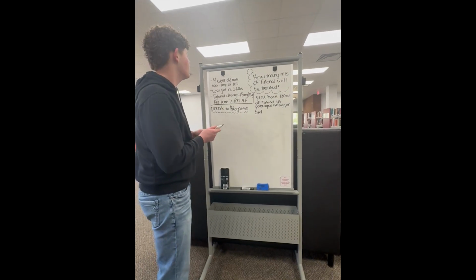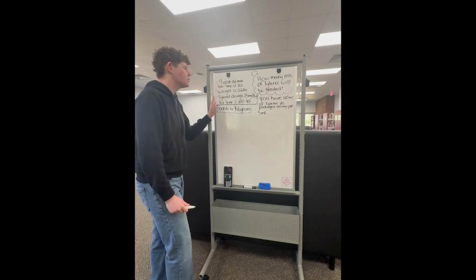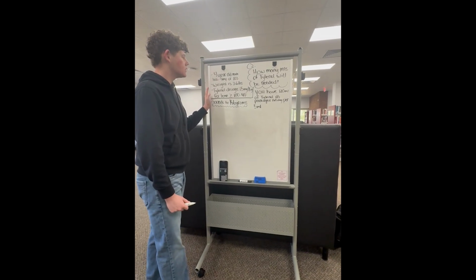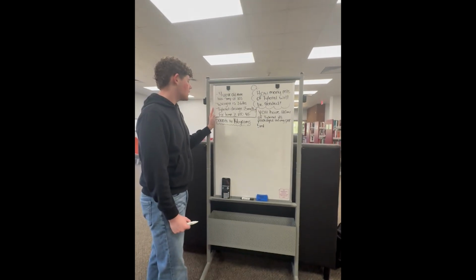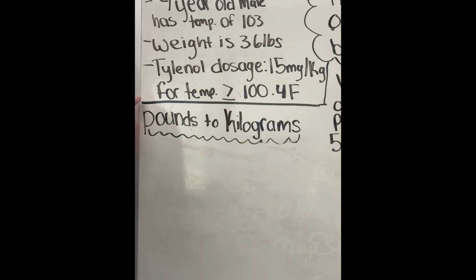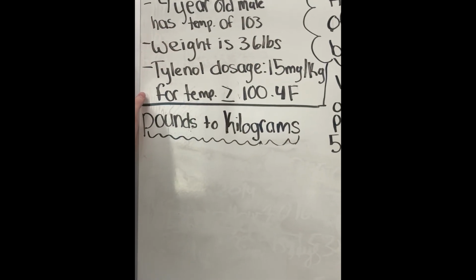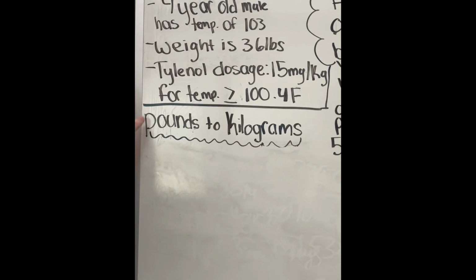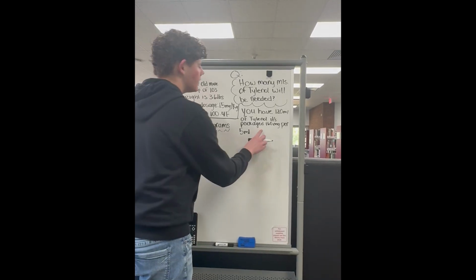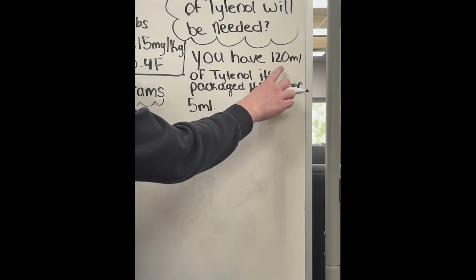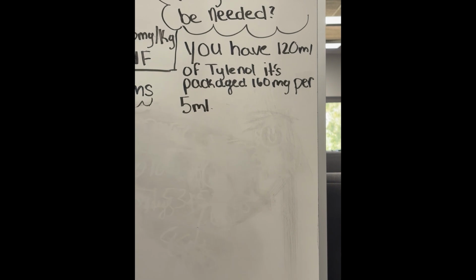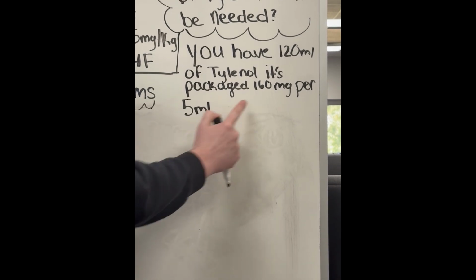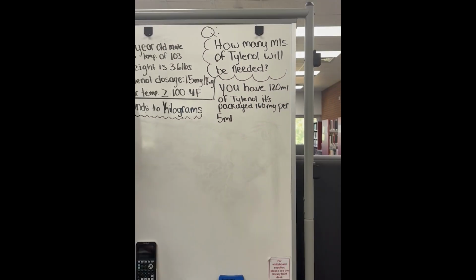So for this scenario, you have a 4-year-old male who has a temperature of 103. He weighs 36 pounds, and the Tylenol dosage is 15 milligrams per kilogram for a temperature greater than or equal to 100.4 Fahrenheit. And so our Tylenol, we have 120 milliliters of Tylenol, and it's packaged 60 milligrams per 5 milliliters. That will come in handy later.